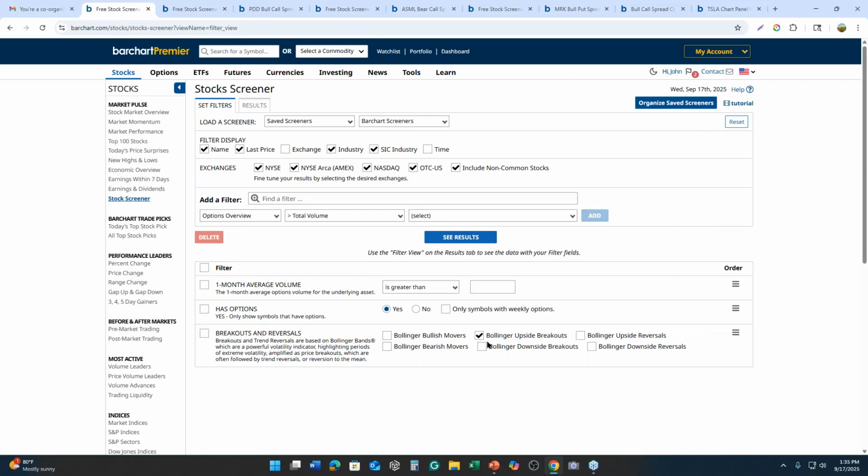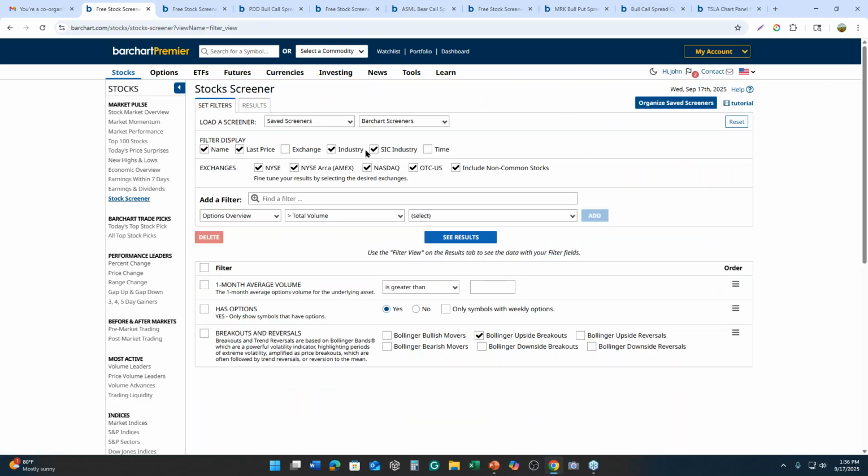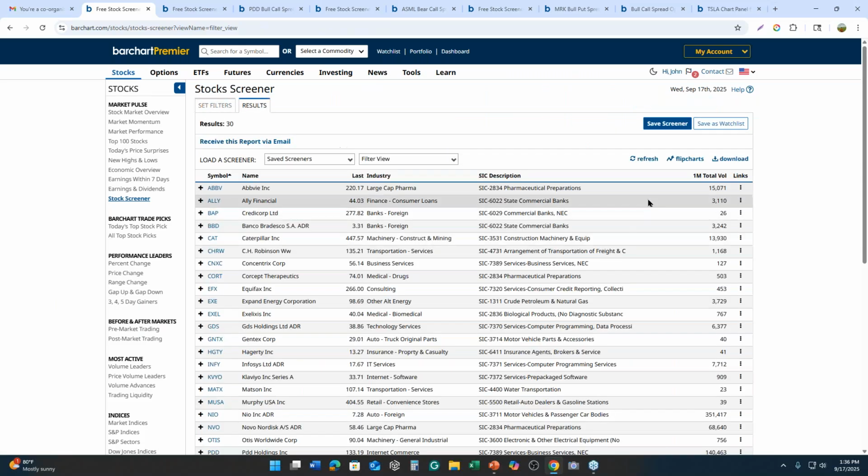So again, we're filtering on our Bollinger Band upside breakouts, right? Those that are just giving us a new buy signal or breaking out above the upper band. And we're looking at our volume and our options opportunities. Notice that when I did this, my filter also brings up the description. That's because when I set the filter, I do put up here the industry and the SIC industry. So again, something that you can keep in mind.